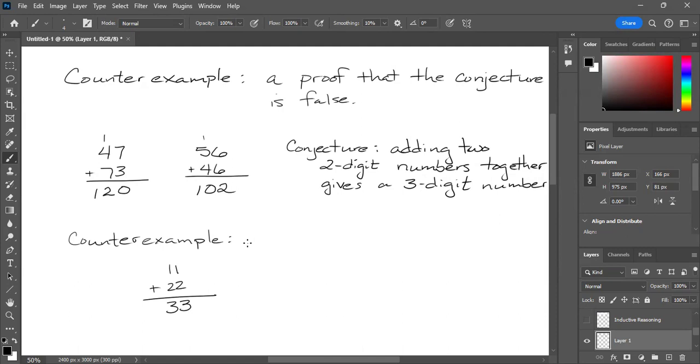If you can come up with one counterexample, that means the conjecture is not universally true. Again, it may be true in most instances, but it isn't universally true. So we need to be able to find those counterexamples, and you'll be asked to do that in the homework, find some counterexamples. Let's look at some more examples.